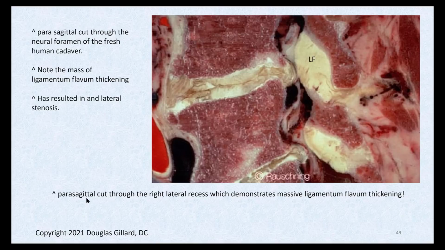Here's a nice cadaver view of severe ligamentum flavum thickening on a very fresh cadaver. It wasn't embalmed or anything. You can see this disc is also shredded, a massive annular tear through it there. Same thing here, ligamentum flavum is huge.